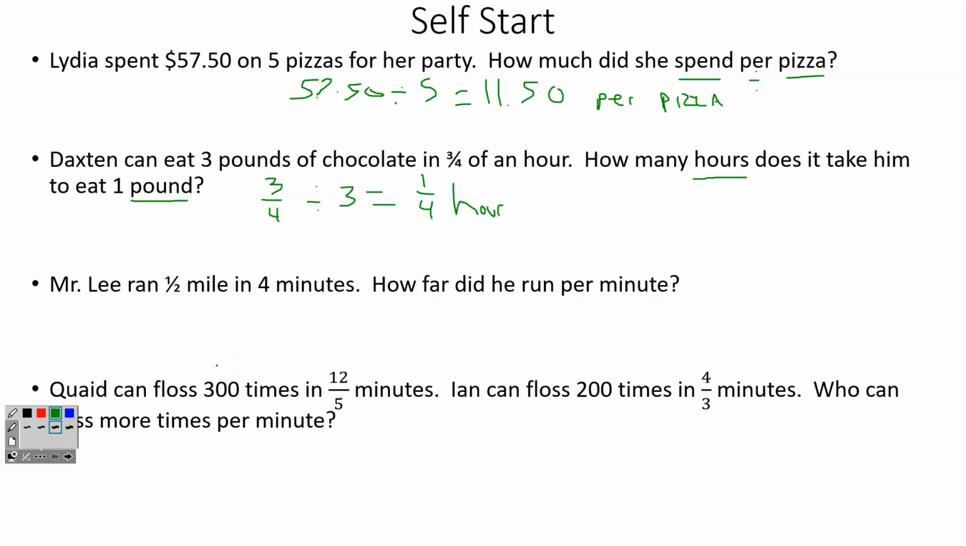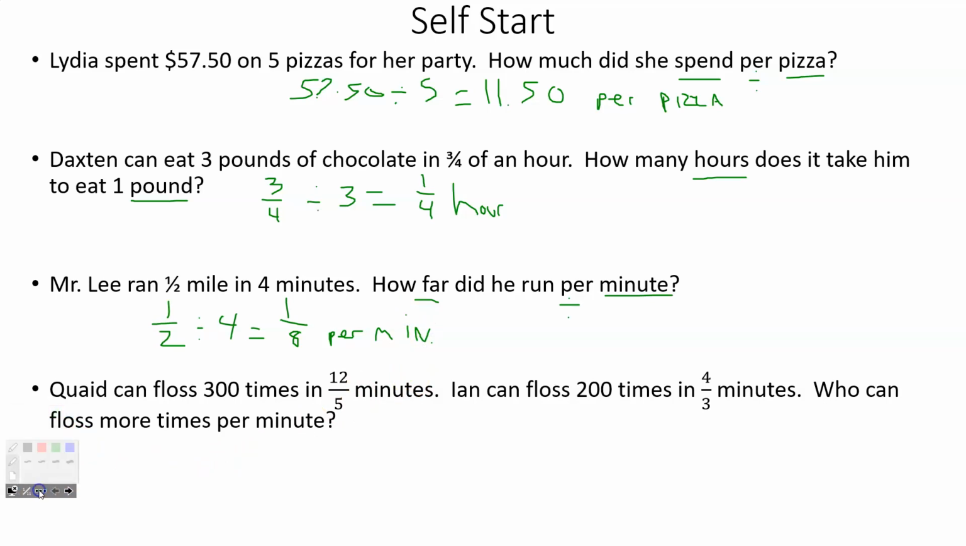Mr. Lee ran 1/2 mile in 4 minutes. How far did he run per minute? How far, that's going to be your miles. Per means divide, and then your minutes. So I'm going to do 1/2 divided by 4, which is the minutes. 1/2 divided by 4 gives me 1/8. So he can do 1/8 of a mile per minute. There, I'll just abbreviate it.